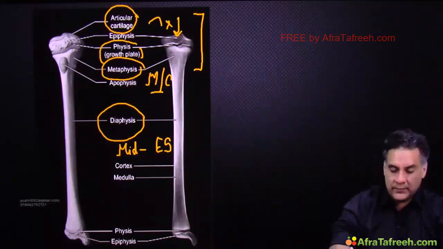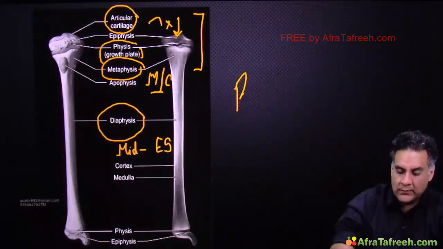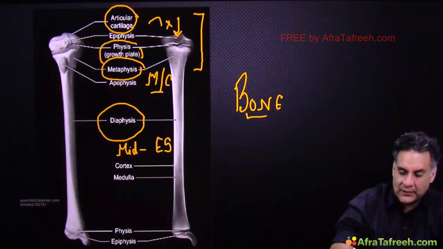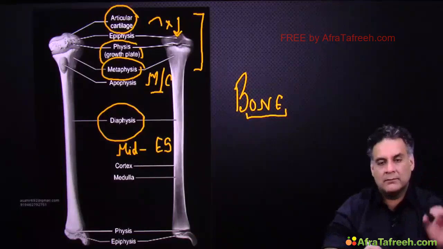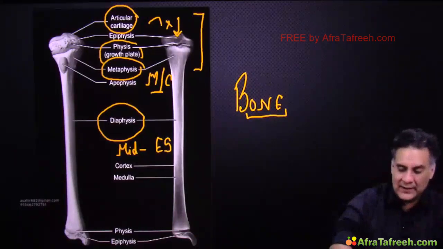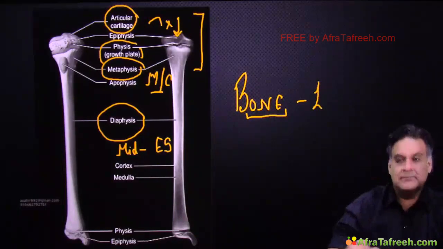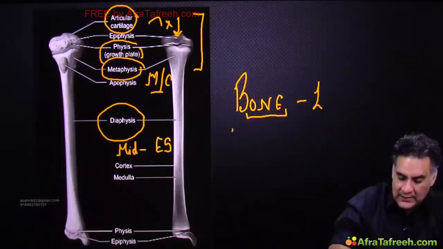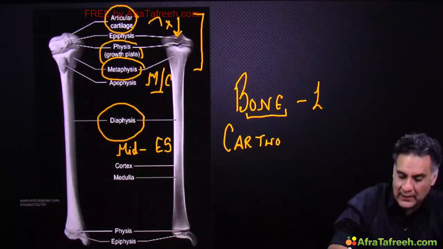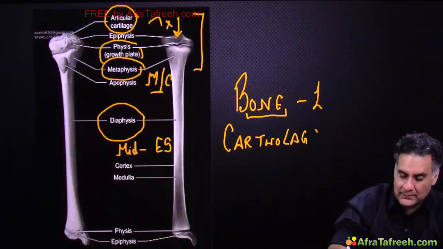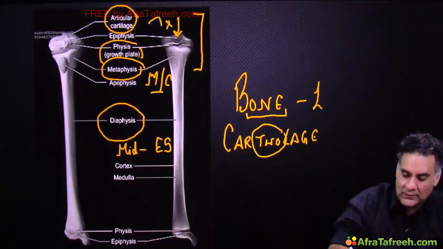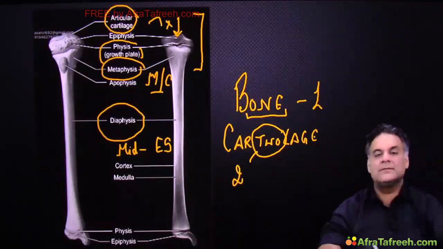Bone, look here, bone. That's how you write bone. It has a word 1. So bone has 1, so it has type 1 collagen. Cartilage, you can write it like this. Cartilage. It has 2. So it has type 2 collagen.